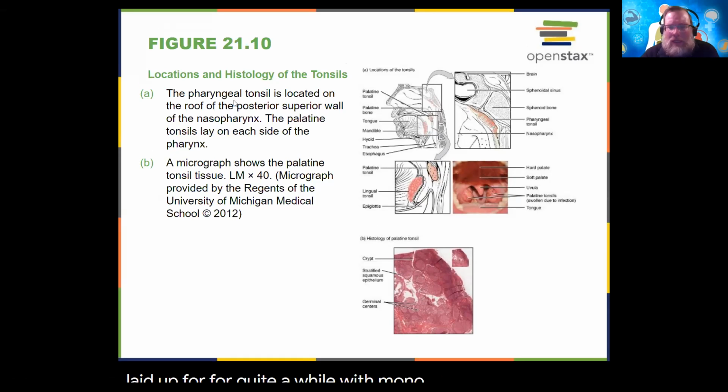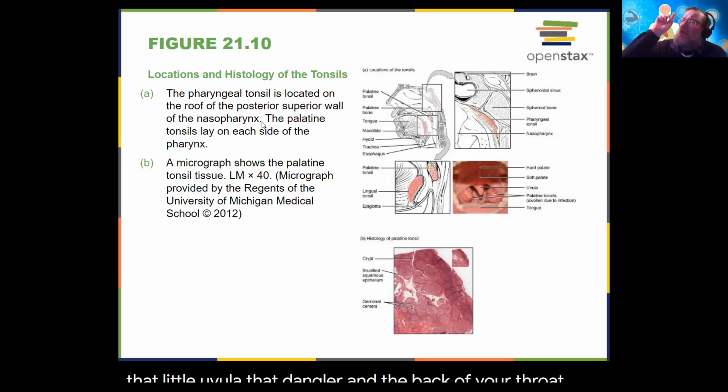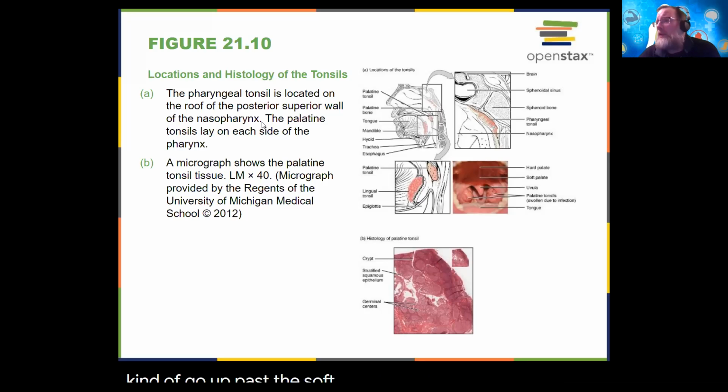Oh, tonsils. Pharyngeal tonsils are going to be up in the nasal pharynx. So past that little uvula, that dangler in the back of your throat, you go up past the soft palate. There's what are called adenoids up there, pharyngeal tonsils. And then we have what are called palatine tonsils. Those are the two big ones that you can actually see.